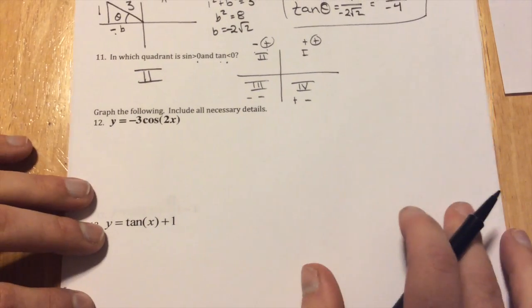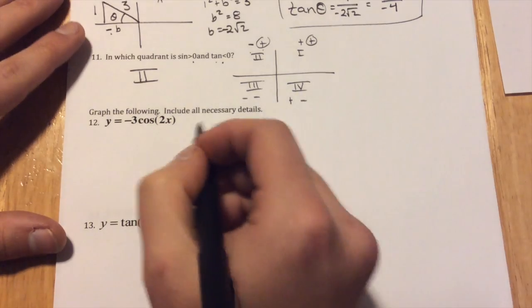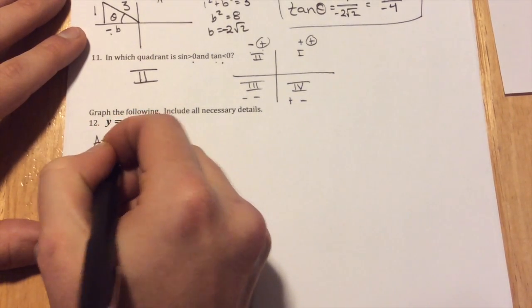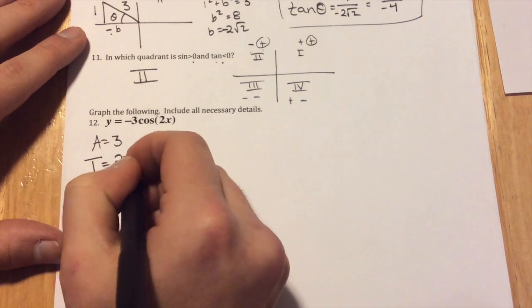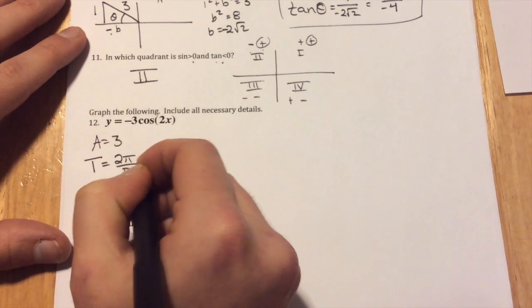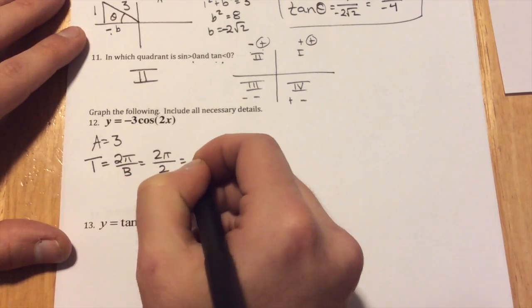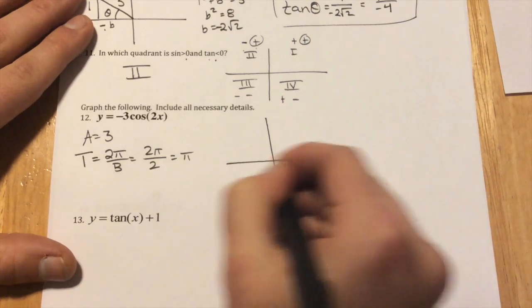The last ones that are on here are all about graphing. So what we have to find all of our necessary details. So my amplitude is 3. My period for sine and cosine is 2 pi over b. So this is 2 pi over 2, which is pi. There's no phase shift here.